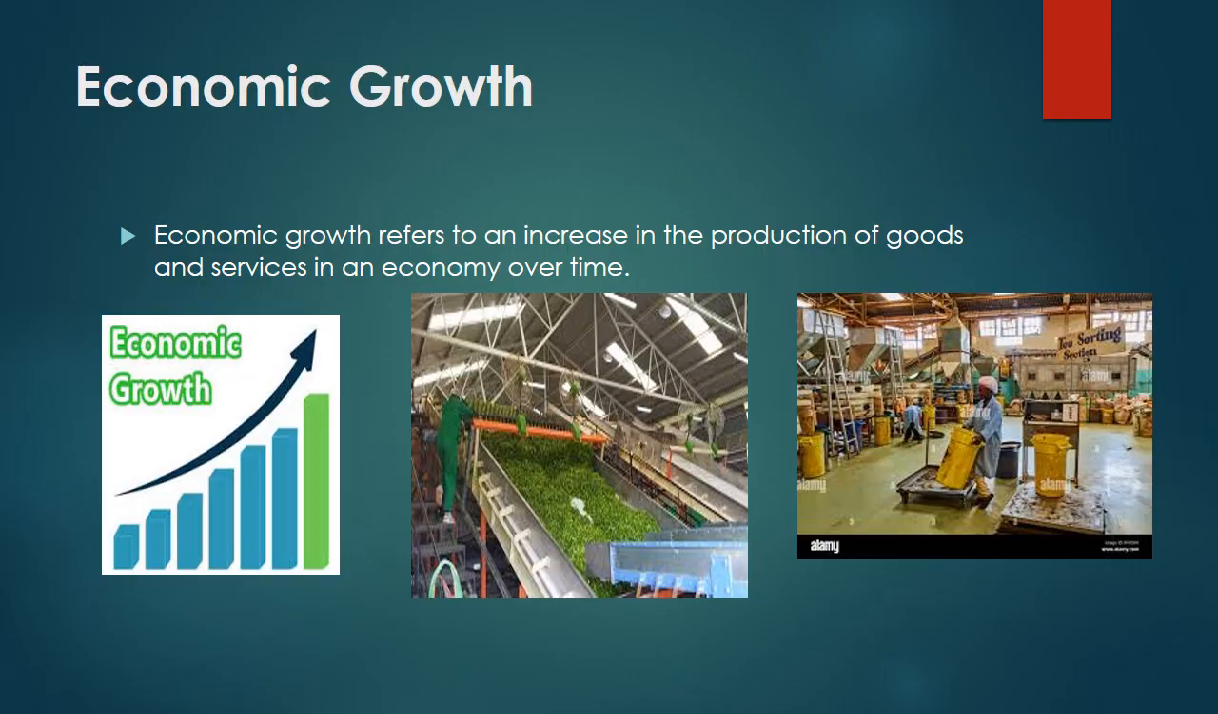And the last scope of macroeconomics is economic growth. What is the meaning of economic growth? Economic growth refers to an increase in the production of goods and services in an economy over time. When the economy is growing, it means that the production of goods and services has increased. As you can see in the picture, this is a factory producing, not processing, tea. That means the production is really high, and it will help the country to grow.